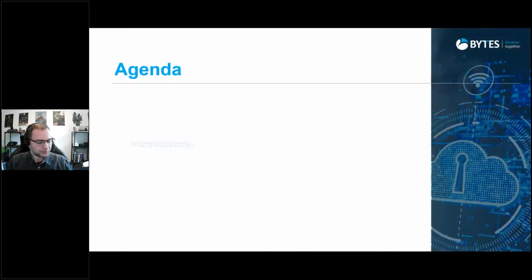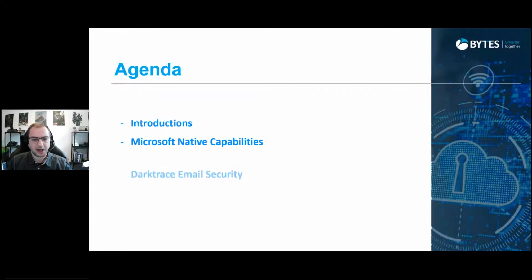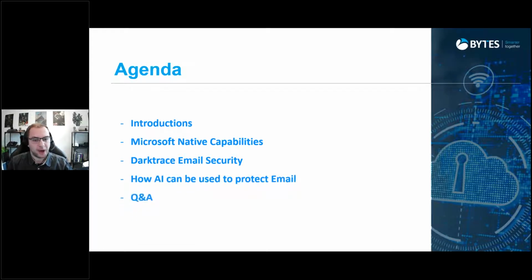So by way of a very quick agenda, we've done the introductions, so we can absolutely tick that one off. I'm going to talk a little bit around some of the Microsoft native capabilities when it comes to email security. And then I'm going to hand over to Mariana to talk around the Darktrace email security and how this complements into the Microsoft stack. We'll also be looking at how AI can be used to protect emails, and then we'll host a session for Q&A towards the end, and then close down the session from there. So quite an easy but equally interesting agenda for today.